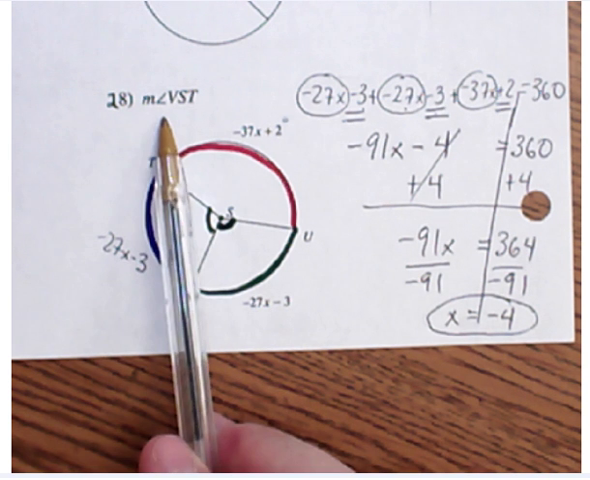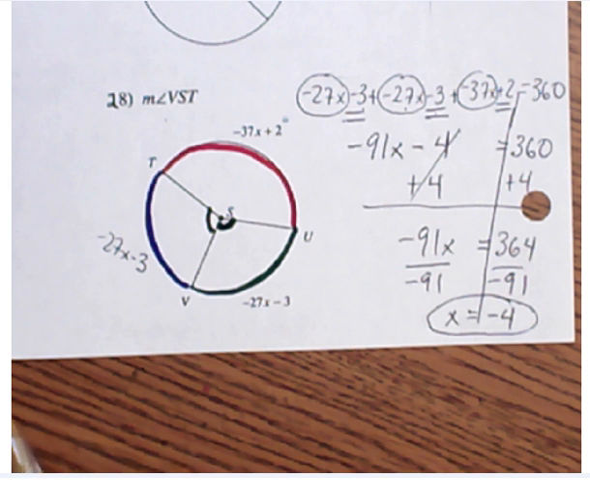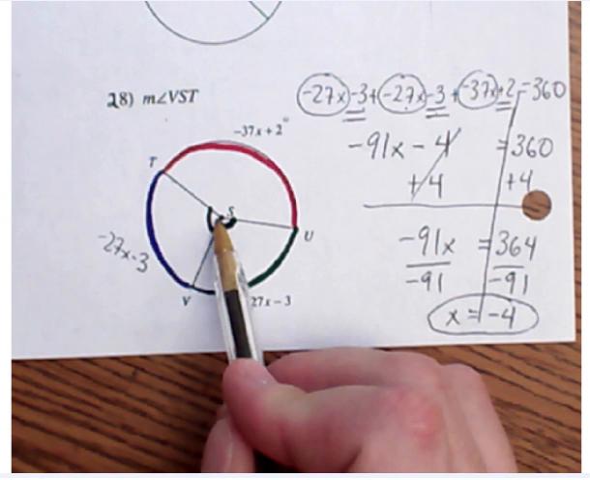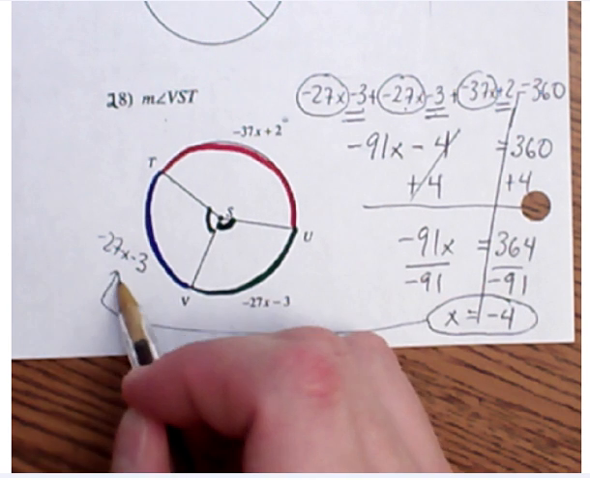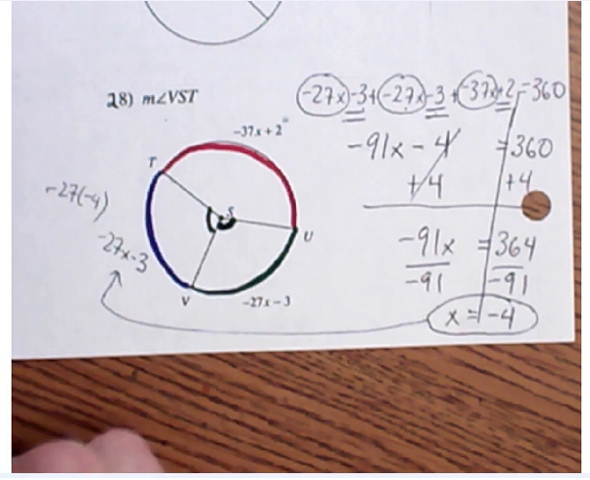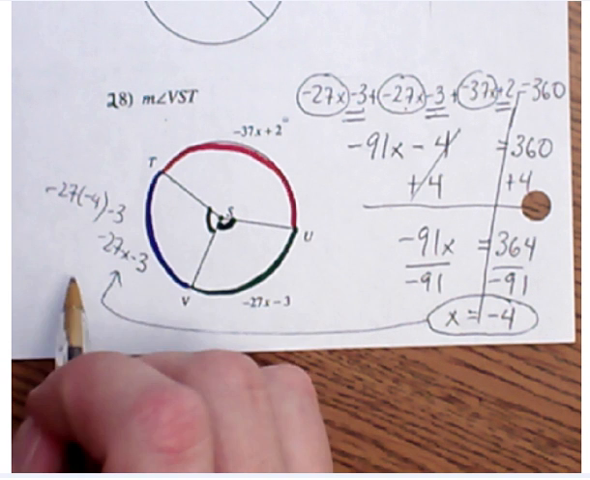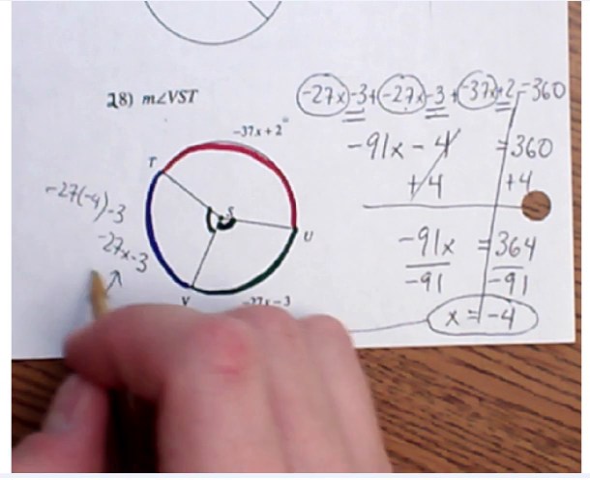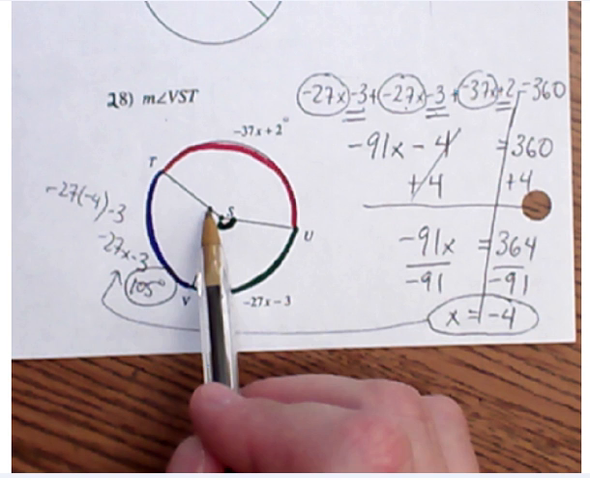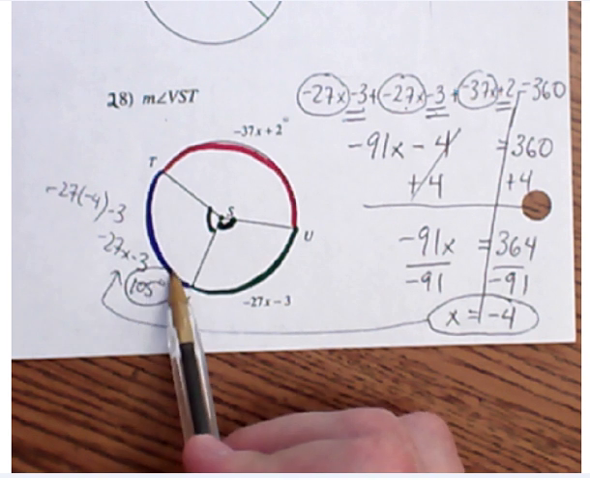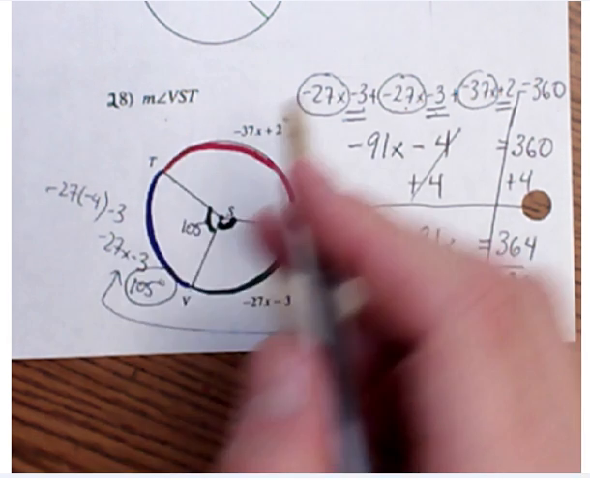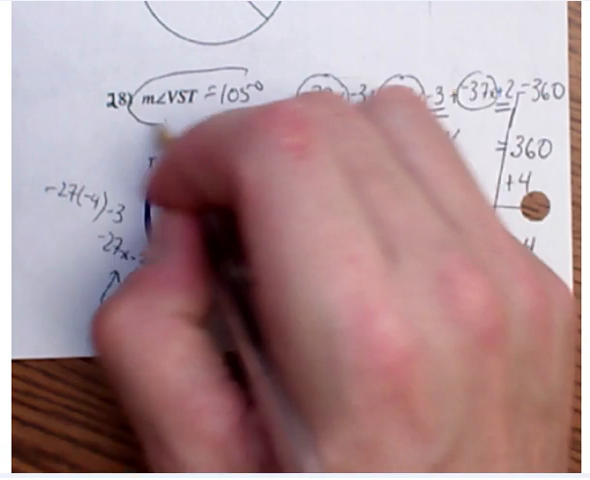Well, they ask us for the measure of angle VST. So VST is right here. Let's go back to the picture and let's substitute the number for the variables. So you have negative 27 times negative 4 minus 3. And when you do that, you're going to get 108 minus 3. That's 105 degrees. So that's 105 degrees, that arc. The central angle has to be the same as the arc measure. If this is 105, this is 105. So the answer, measure of angle VST equals 105 degrees.